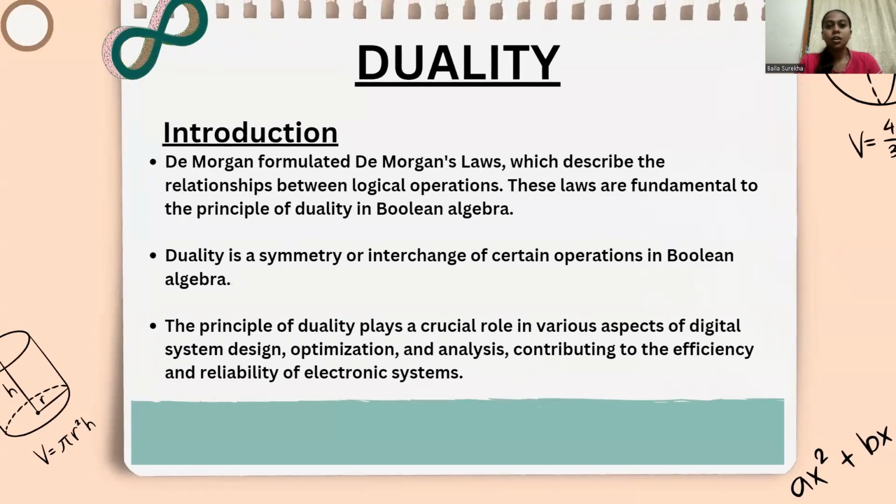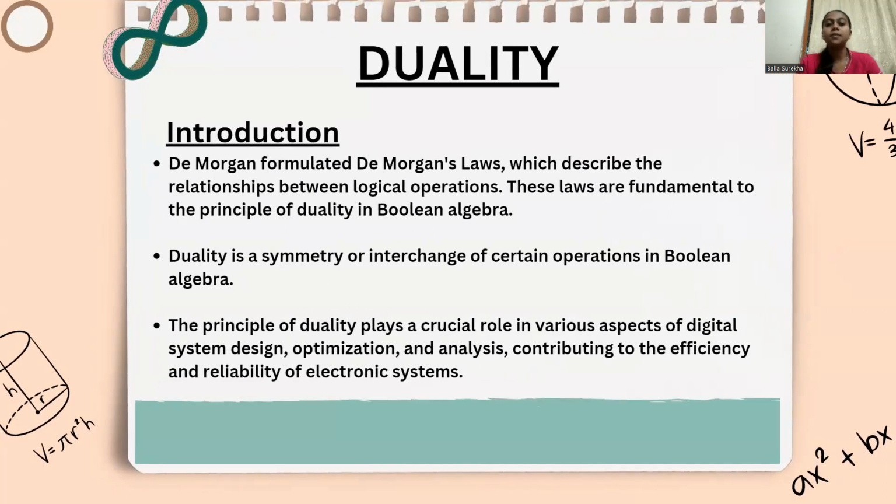So, duality. De Morgan, who is a mathematician, has given us a few laws which are called De Morgan's laws, which describe the relationships between statements using logical operations. We all know the fundamental logical operators such as AND, NOT, OR, right? The operations done using these operators are called logical operations. These laws have given a foundation to the principle of duality in Boolean algebra. What is duality? Duality is a symmetry or interchange of certain operations in Boolean algebra, like replacing the AND operation with the OR operation, or the OR operation with the AND operation, etc.